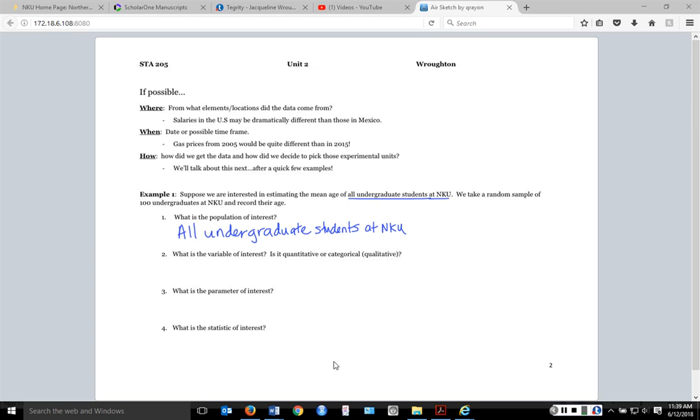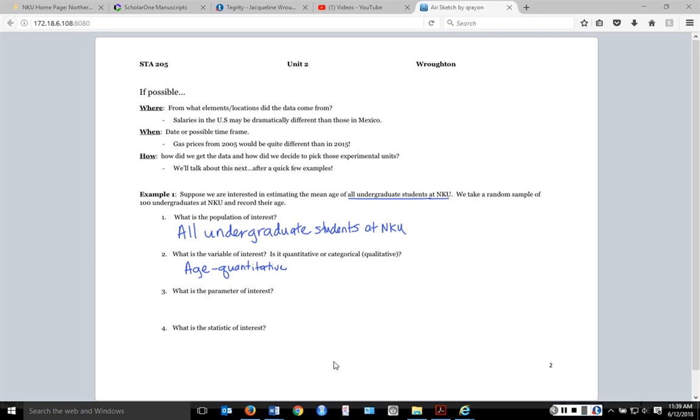Right, now that we know who we're studying, we want to figure out what information we're getting from these people. So what is my variable of interest? So what do I want to get from them? Well, I want to get their age. And so is that going to be a quantitative or categorical variable? Well, it was one of the examples that we used here. So this is actually a quantitative variable.